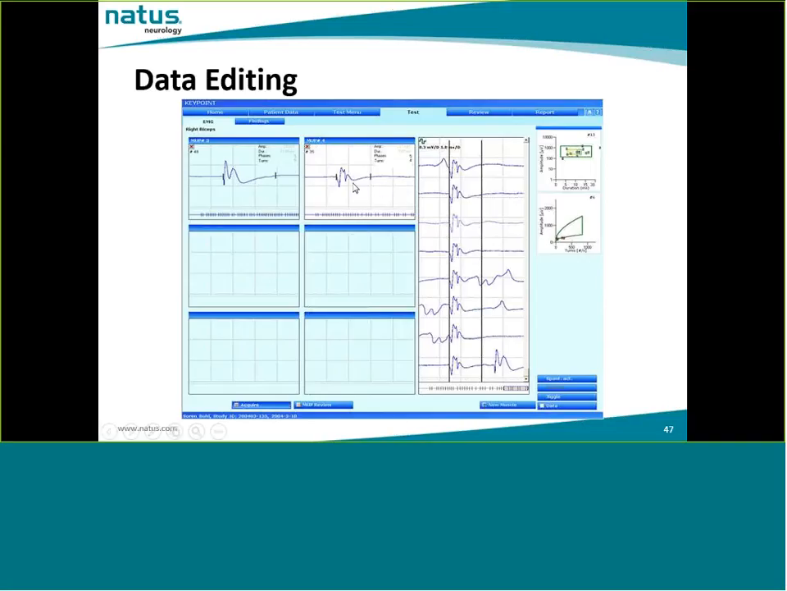Here is the second potential, which is selected for editing. The firing pattern at the bottom. Here are the individual waveforms. You can see the vertical cursors. They indicate the duration, and we can change them if necessary.